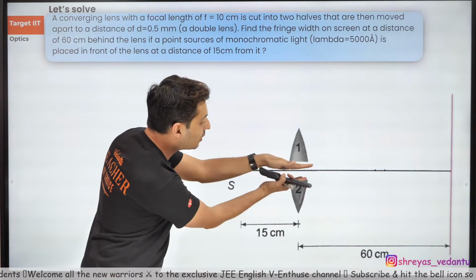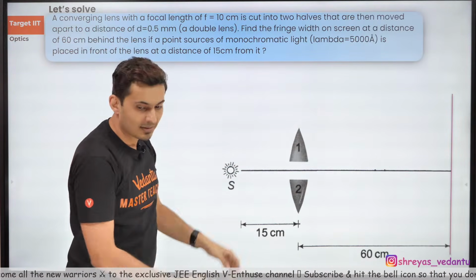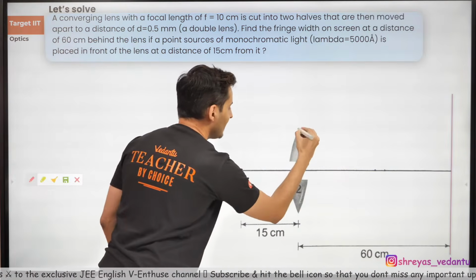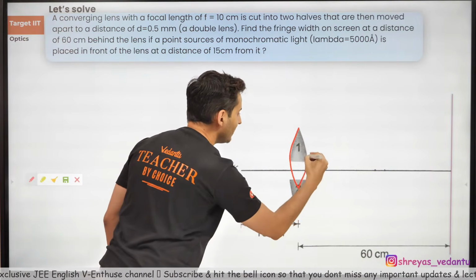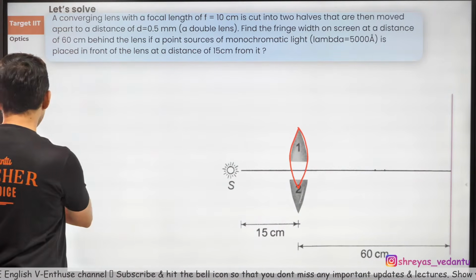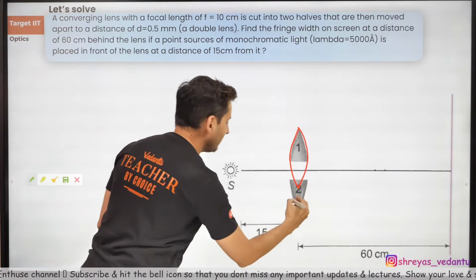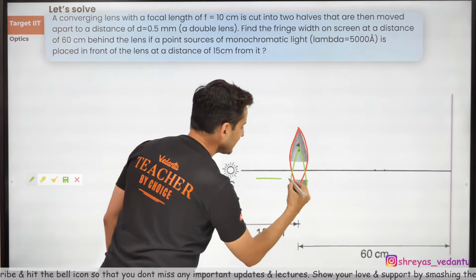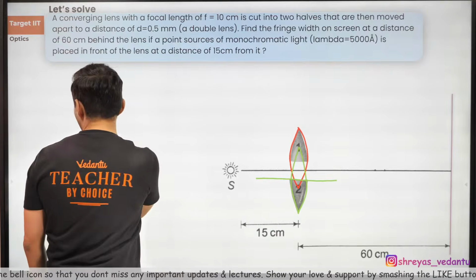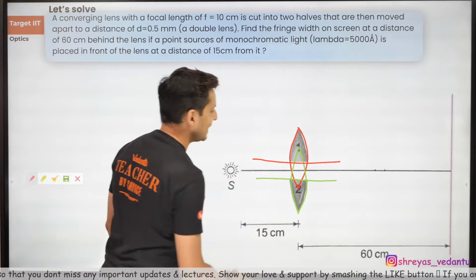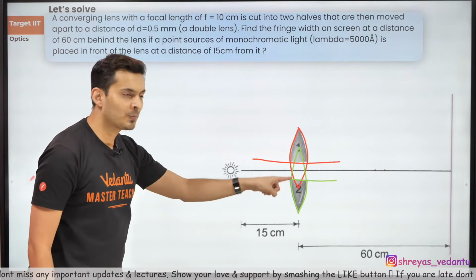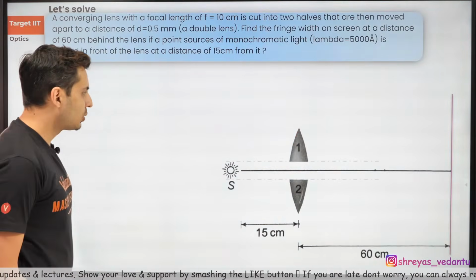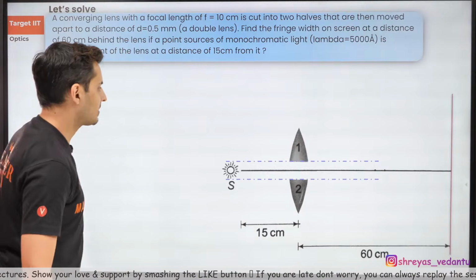Now, because you move them, each lens, you can think of it like this, guys, if you are getting confused. See, this is like this lens over here, and this is nothing but like this lens over here. So this is one principal axis and this is one principal axis. I hope you can see that. There are two principal axes of two different lenses. So I'll just show that over here. These are the two principal axes.